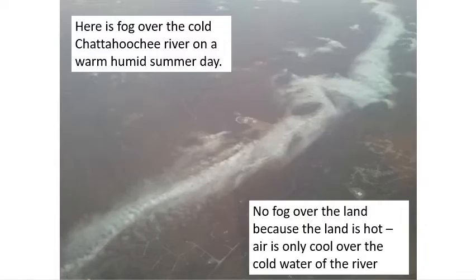Here you see the Chattahoochee River. This was out the window of a plane, and you look down, you can see right where the Chattahoochee River is. That's where the cold water is, because that's making the air cold enough to make the water in the air condense and form a cloud. Now, there's just as much water in the air over here and over here and over here, but the land is hot, whereas the river is cold, so you don't get fog except over the river where the air is cold.